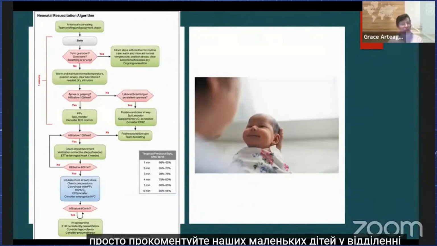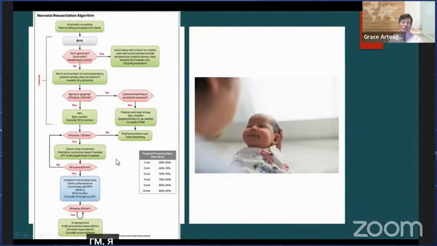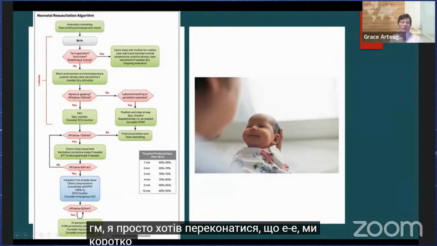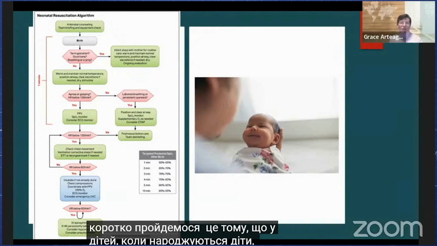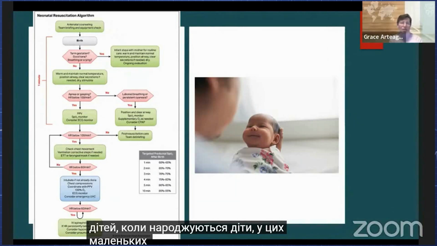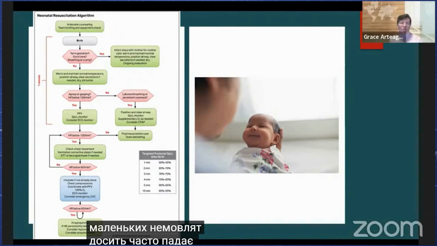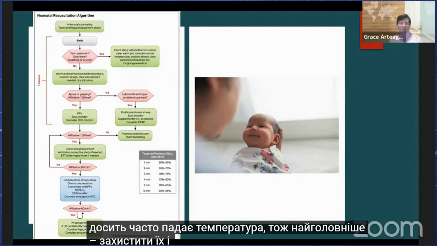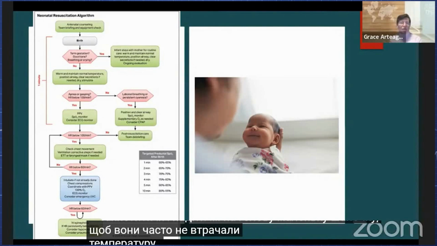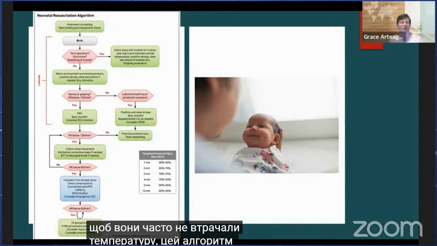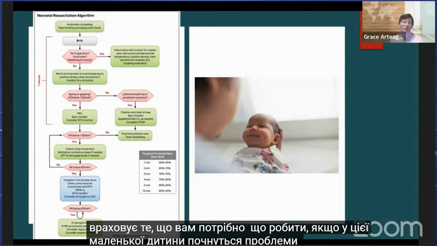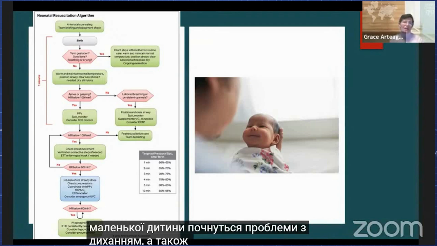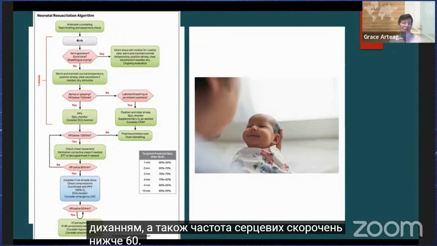Just a comment about our little NICU babies. I just wanted to make sure that we briefly go through this, because when children are born, these little babies lose their temperature quite often. So the most important thing is to protect them and put a little cap on their head so that they don't lose temperature. This algorithm goes into what you need to do if that little baby starts having some issues breathing, as well as having a heart rate below 60.